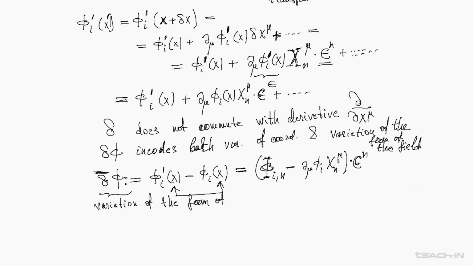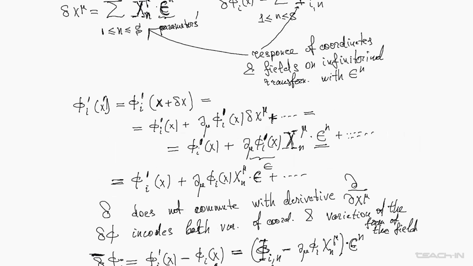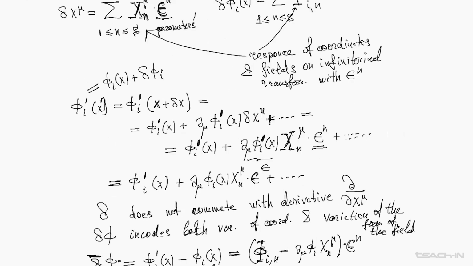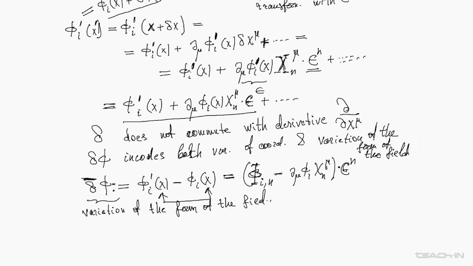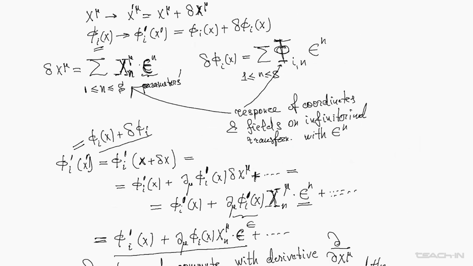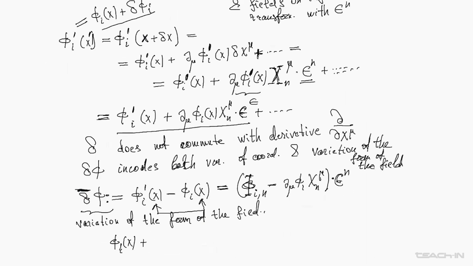In fact, what I have done is say that phi prime of x prime on the left is phi I of x plus delta phi I. Now I compare what is on the left with what is on the right. On the left, I have phi I of x plus delta phi I, where delta phi is given by this formula here. So this is therefore phi I n minus phi I comma mu x n mu, times epsilon n.